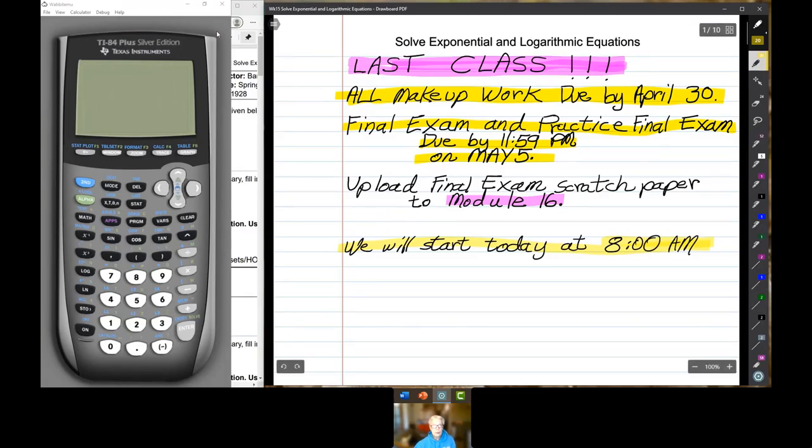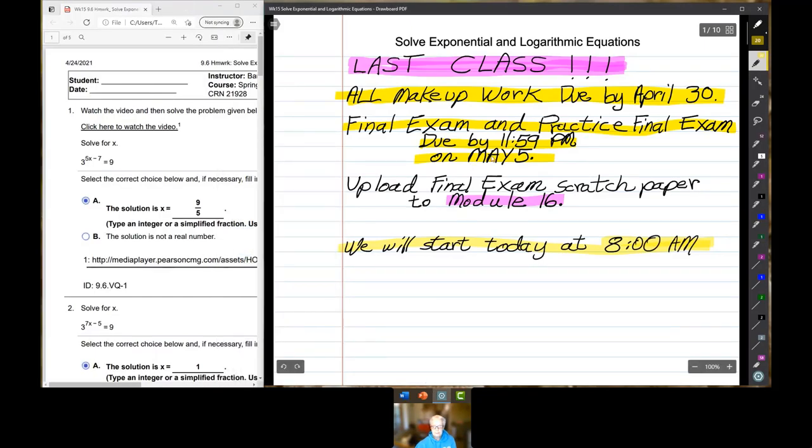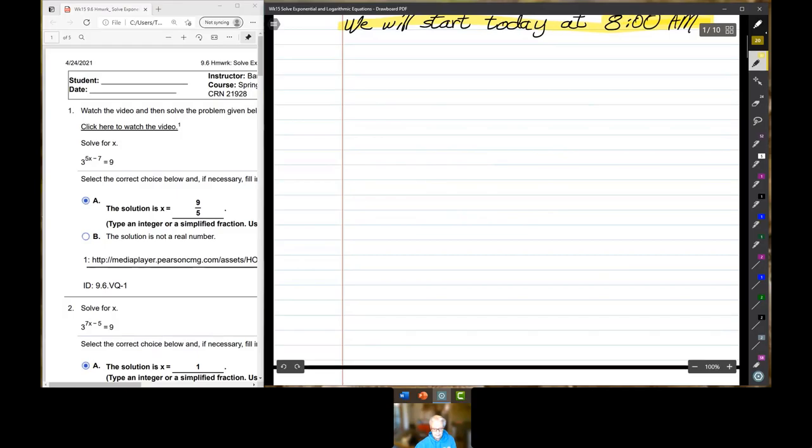Okay, all right, so let's do this. Problem number one in your homework is a good way to start. Three to the 5x minus 7 equals 9. There are two ways to do this. There's an easier way, and then there's the basic method for solving exponential equations. We're going to do it both ways, because sometimes you get lucky, like here.